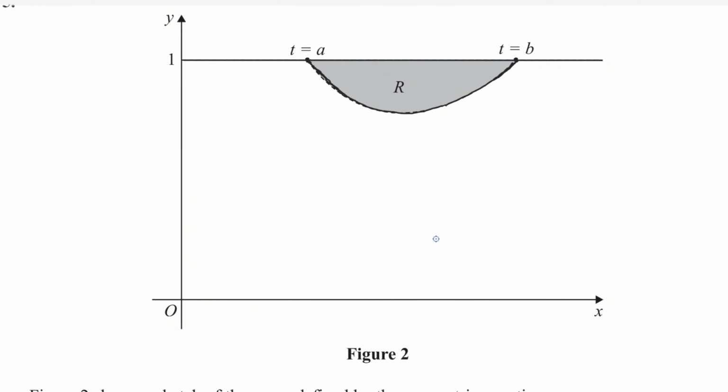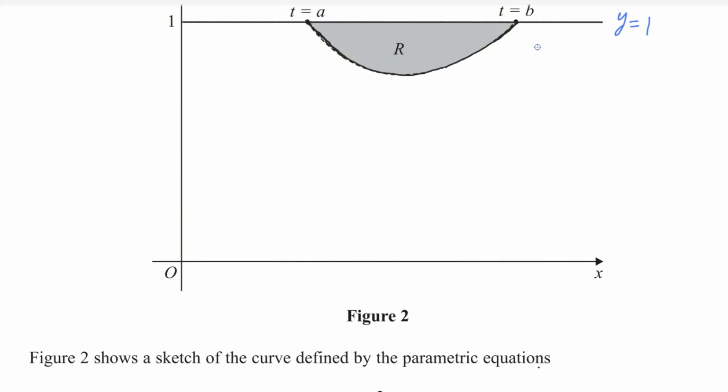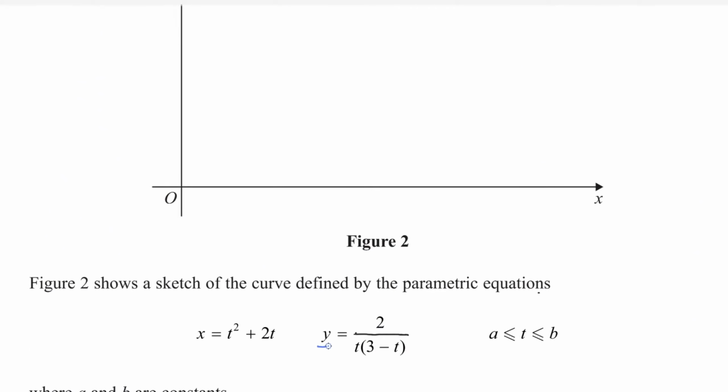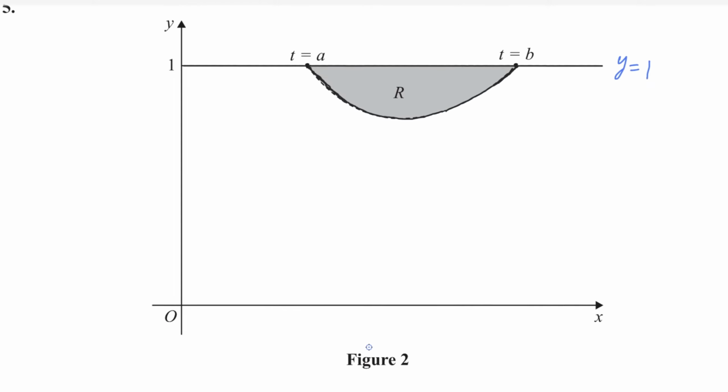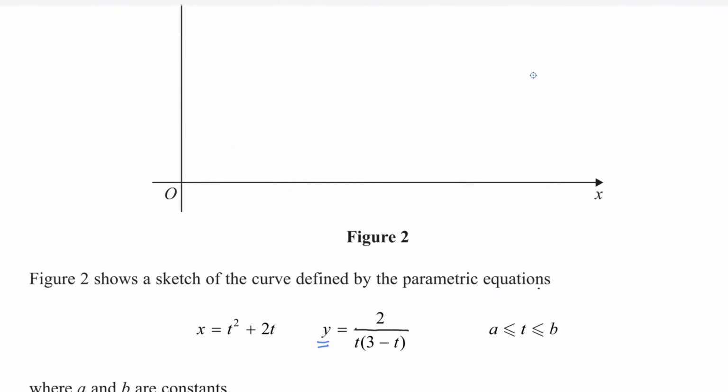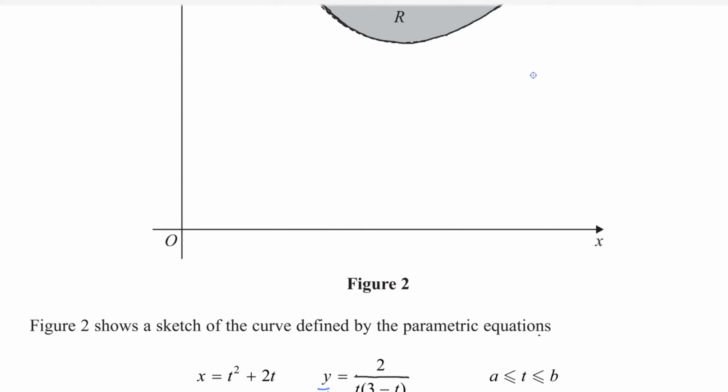Look at the figure. This line has equation y equals 1, and this curve is intersecting this line at points A and B. If you replace the value of y here, we can find those values of t. By doing this, you are finding the values of a and b. This question is very simple. Just substitute y equals 1 in this equation, and we will find the points of intersection.